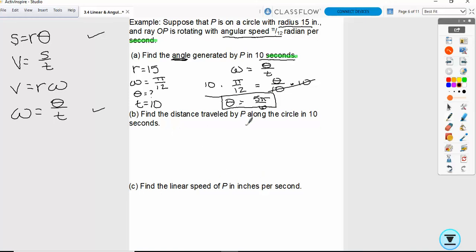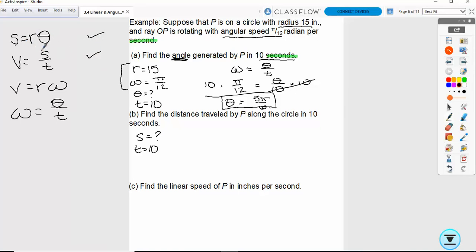Part B. Find the distance traveled by P along the circle. Distance along the circle, what variable is that? S, my arc length. In 10 seconds. So we still have the same radius and angular speed, the same time. So I need S. So when I'm looking at my formulas, I need to pick a formula that has S in it. So which one do you want to use? Second. Okay, we can go either way.